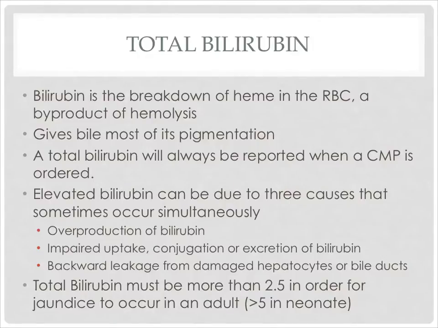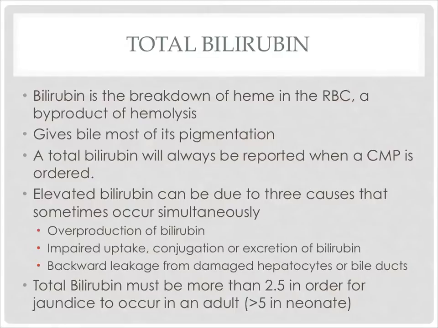Elevated bilirubin levels can be due to, for the most part, three causes that sometimes can occur simultaneously. So when you're seeing an elevated bilirubin, you have to start thinking about whether any one of these three causes is involved. And that could be the overproduction of bilirubin, impaired uptake, conjugation, or excretion of bilirubin, and then backwards leakage from either damaged hepatocytes or some type of bile duct obstruction.